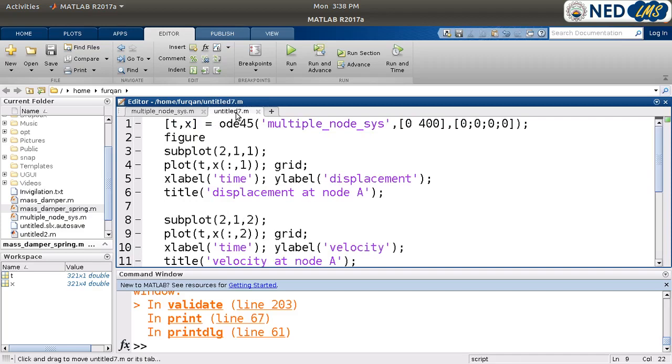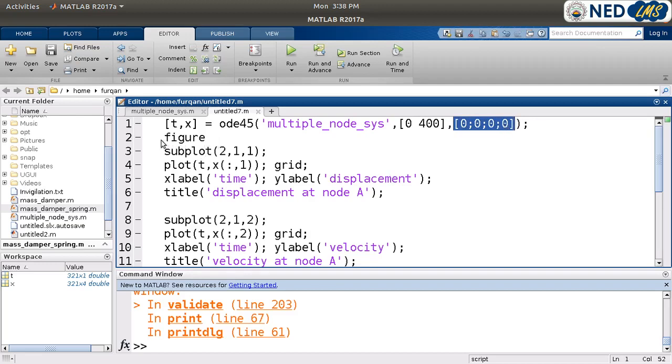Now writing another script to use this function in evaluating x1, x2, x3 and x4. So ode45, name of the function, second argument is the timestamp, which is we are finding the value of x from timestamps 0 to 400 seconds, and this vector represents the initial condition. It means initially x1 is 0, x2 is 0, x3 is 0, and similarly x4 is also 0.